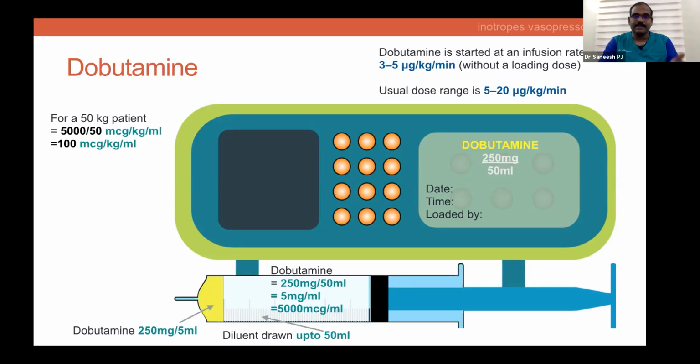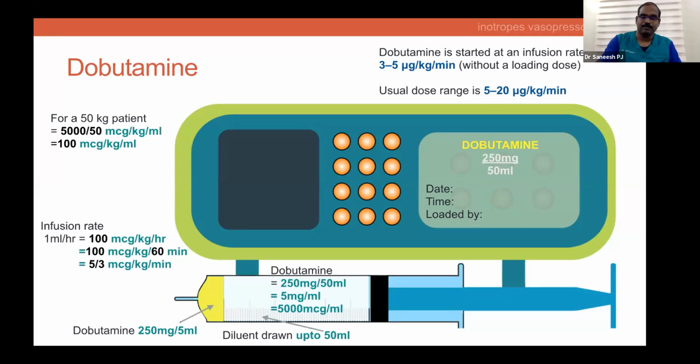And suppose our patient is a 50 kg patient. Eventually we need the dose in micrograms per kg per minute. So for a 50 kg patient, this 5,000 mics divided by 50 comes down to 100 micrograms per kg per ml. Hope we are following. Now we'll see the infusion rate. How much is 1 ml per hour? So 1 ml we know is 100 mics per kg. So 1 ml per hour is 100 mics per kg per hour. 1 hour is 60 minutes. So solving it, we'll get 5 by 3 mics per kg per minute.